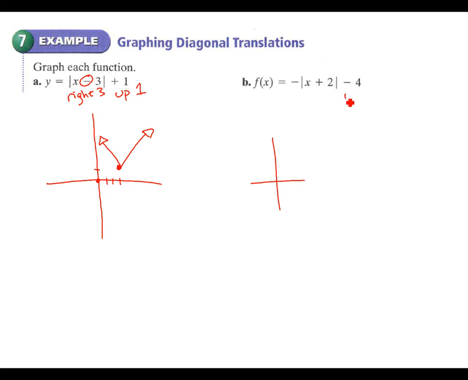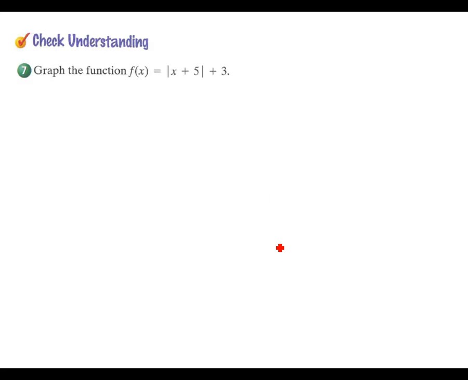Same thing over here. I'm going to go down 4. I'm going to go left, opposite, 2. So 1, 2, 1, 2, 3, 4. And since this is a negative absolute value, this one points down. Okay? So see if you can put them both together here. Understanding check number 7.